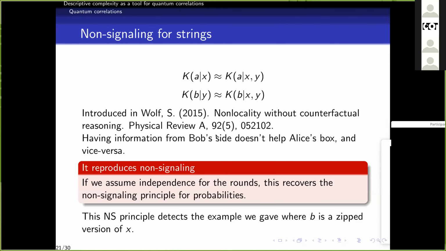And if we assume independence for the rounds, this notion recovers the non-signaling principle for probabilities. But without the assumption of independence, this works in an even more general scenario. So this non-signaling principle, for instance, detects the example I gave at first, where Bob's output was a zipped version of Alice's input. Here you can detect that, because of course you can find out that knowing Alice's input helps you calculate Bob's output. So this complexity will be low and this may be large. So this is the way to define non-signaling.